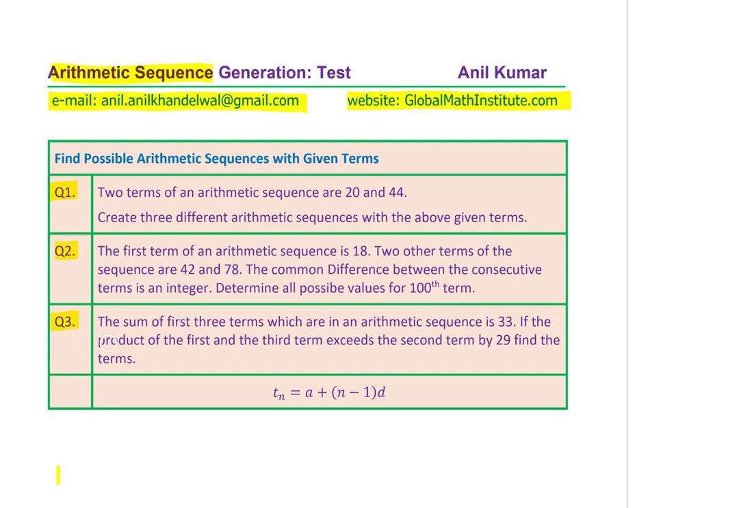Question number three is: the sum of first three terms, which are in arithmetic sequence, is 33. If the product of first and the third term exceeds the second term by 29, find the terms.